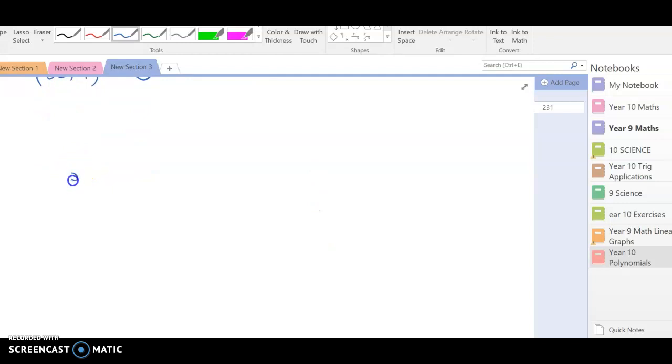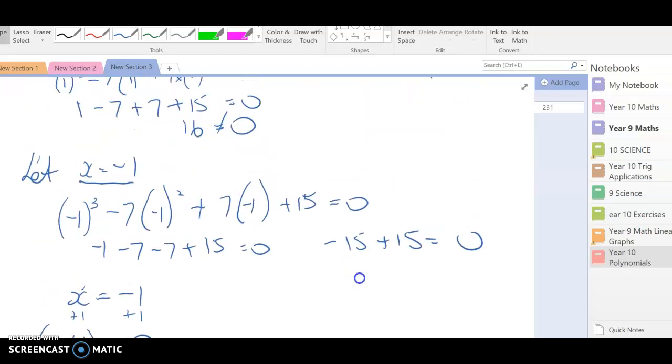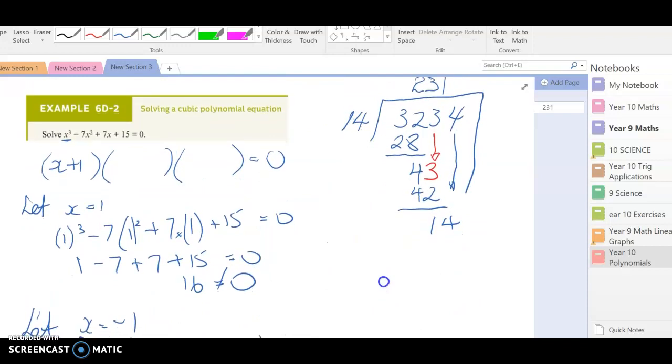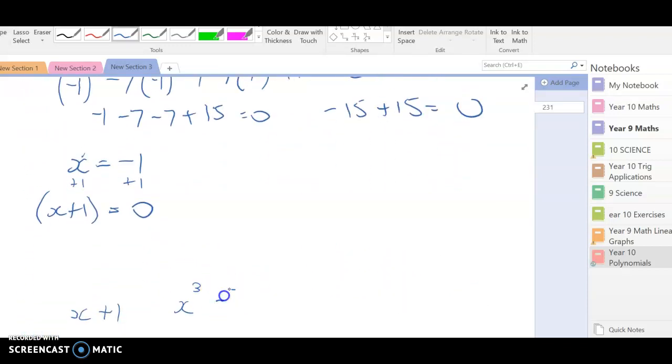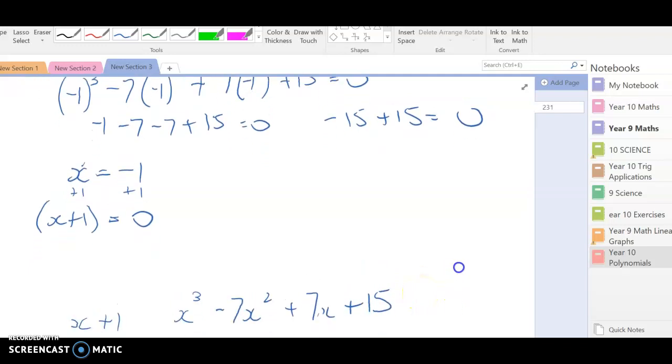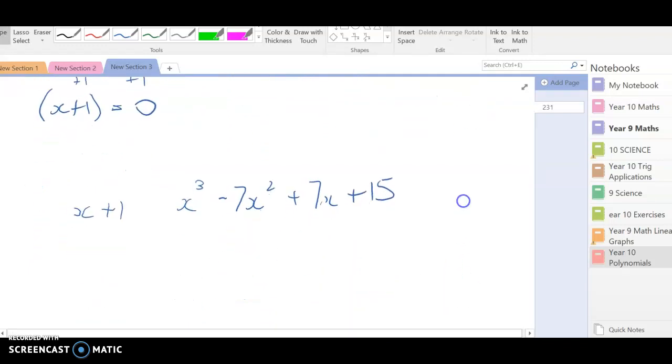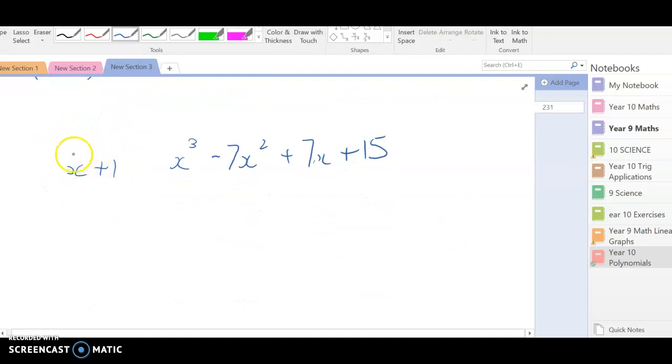So now we want to know if, when we divide x plus 1 into the original function, which was x cubed, let's go through again, minus 7x squared plus 7x plus 15 equals 0. Okay, so what we're doing is we want to divide this factor to work out the remaining factor. And here's where we use long division. So we only focus on our x value.